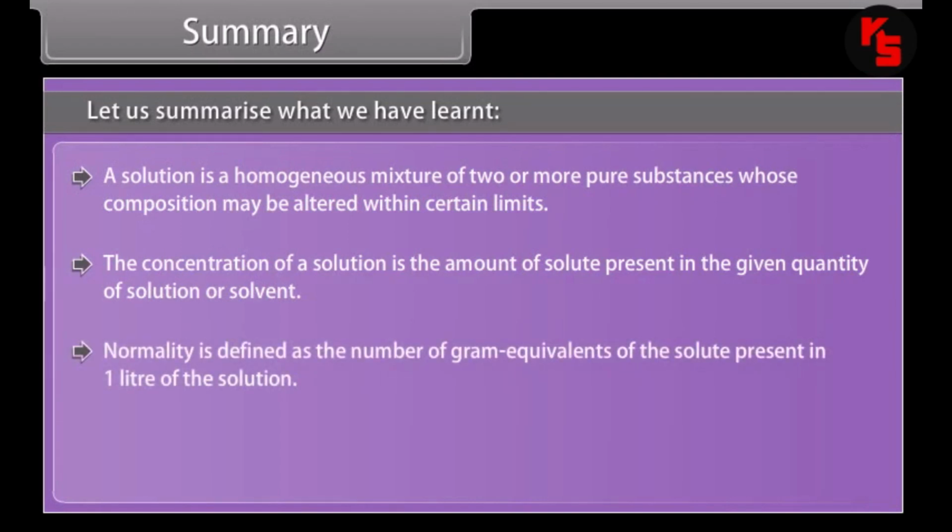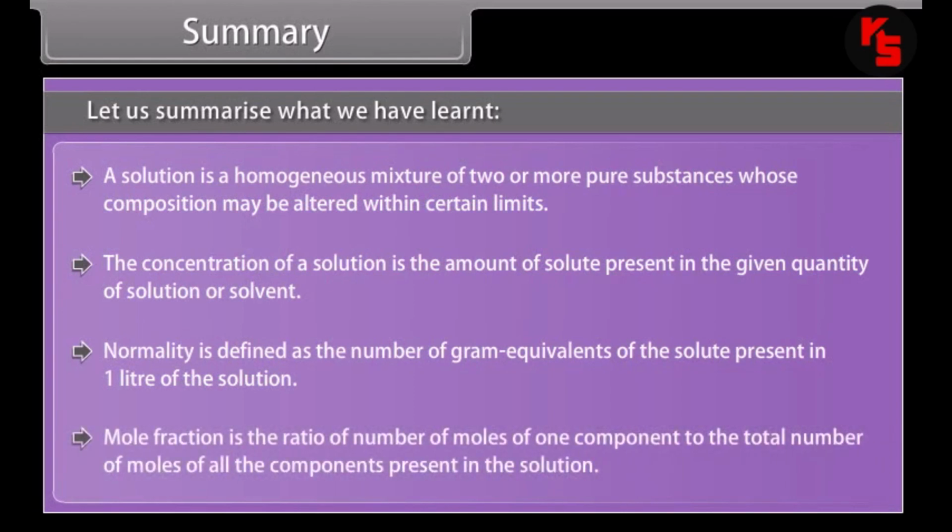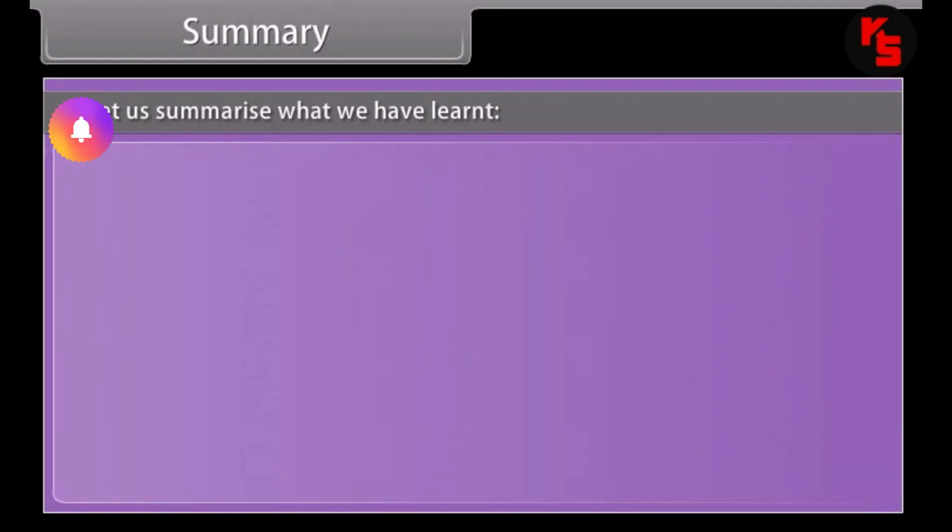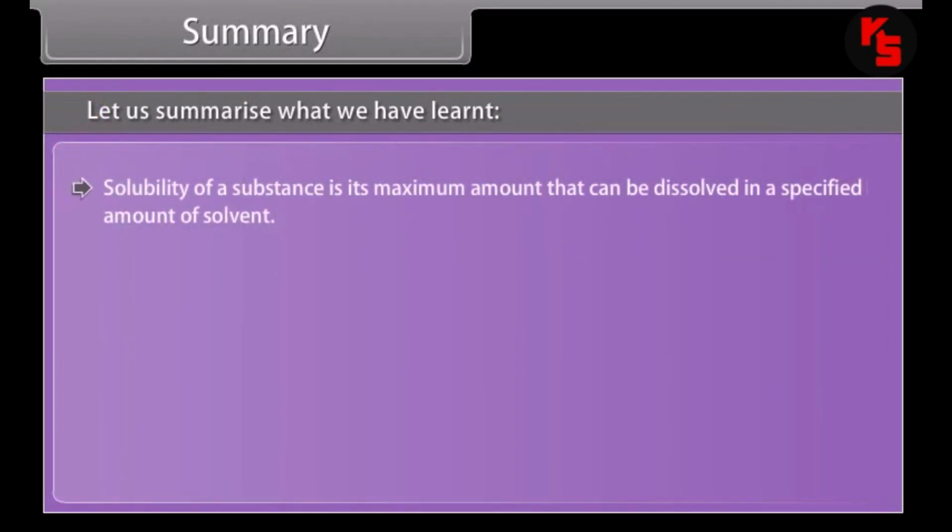Normality is defined as the number of gram equivalents of the solute present in 1 liter of solution. Mole fraction is the ratio of number of moles of one component to the total number of moles of all the components present in the solution. Solubility of a substance is its maximum amount that can be dissolved in a specified amount of solvent.